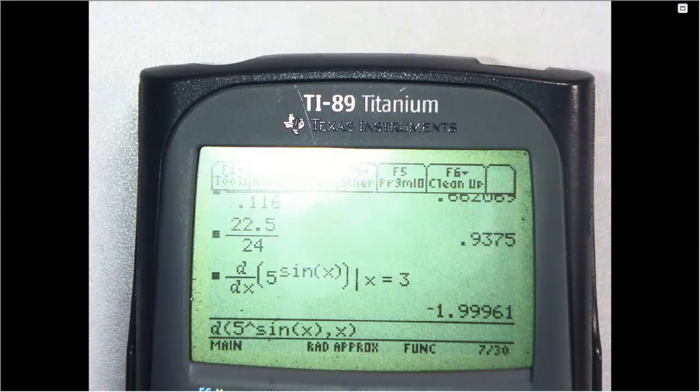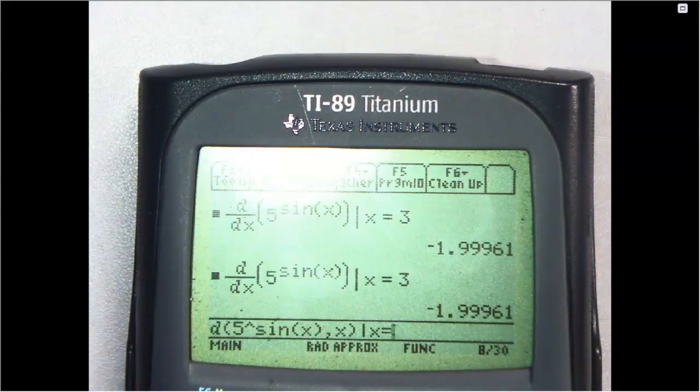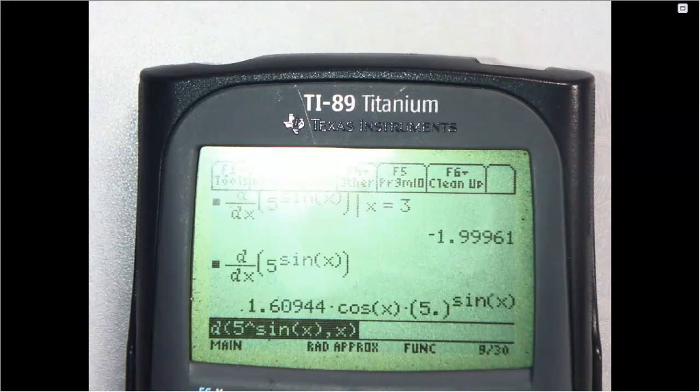Good so far? So if I hit enter, it would tell me the derivative of that. So it'd be 5 to the sine of x times ln of 5 times cosine of x. But I don't really care what the derivative is in this case. I just care what I get when I plug in. So hit the vertical line to the left of the 7. And then just type x equals 3. And it'll tell you the answer. If you wanted just the derivative, don't put that bar at the end.